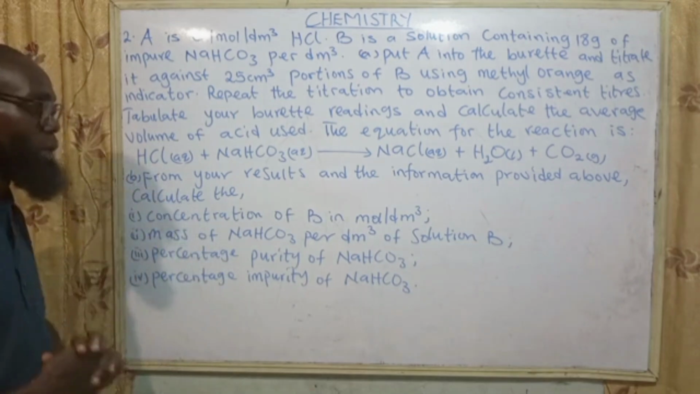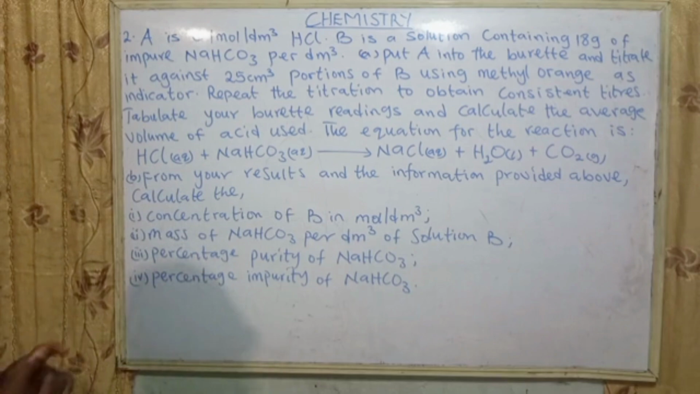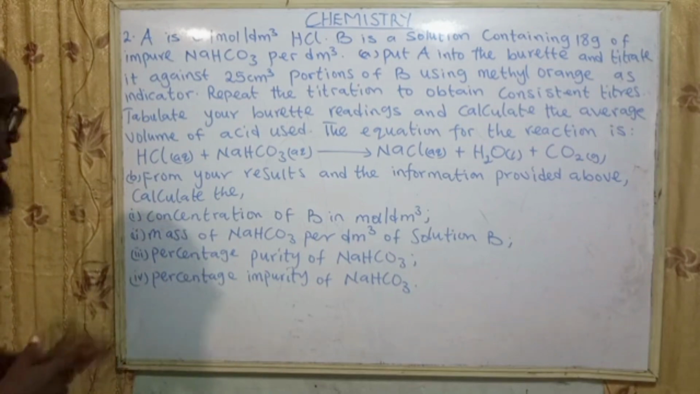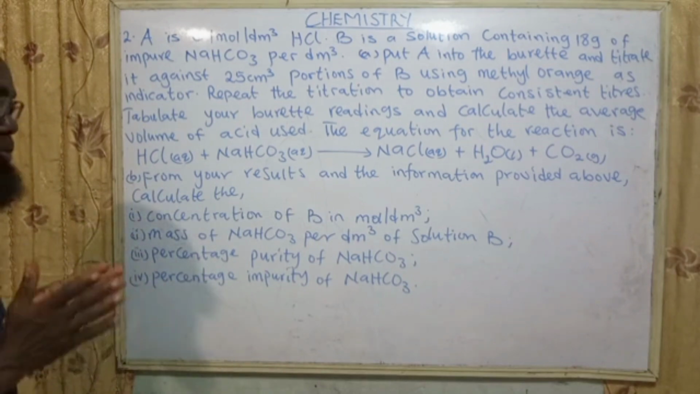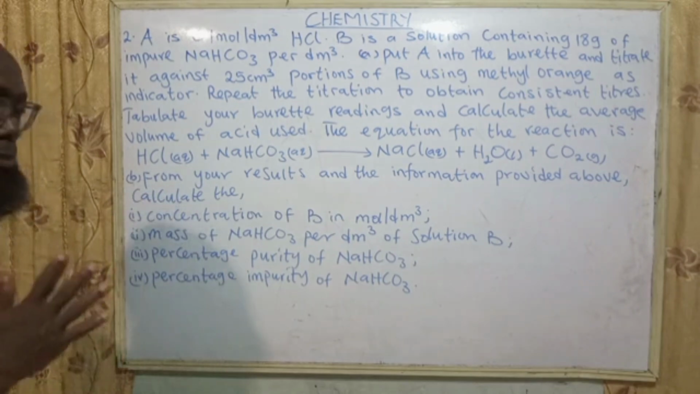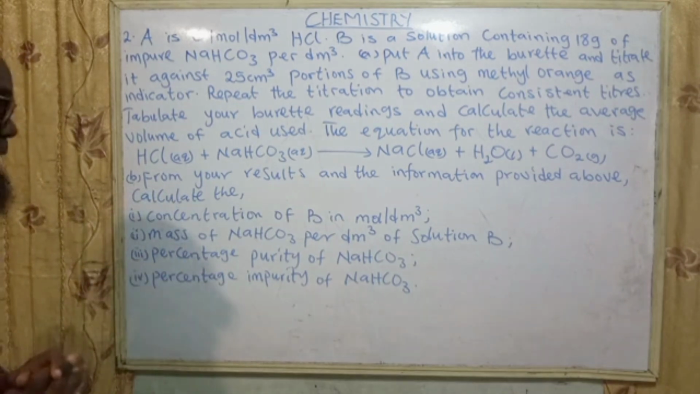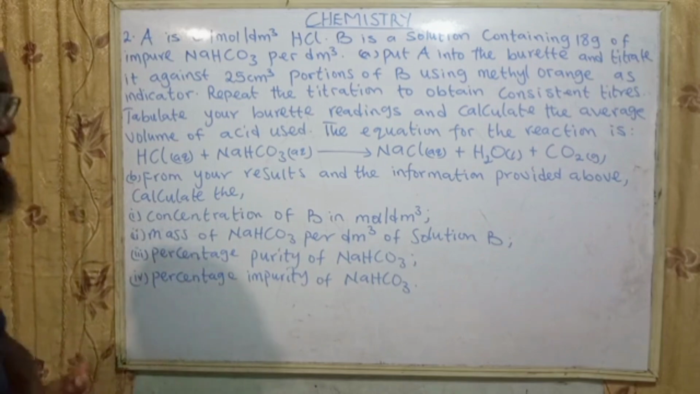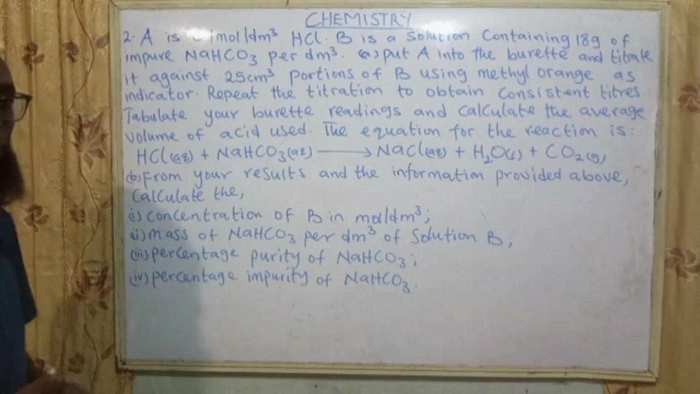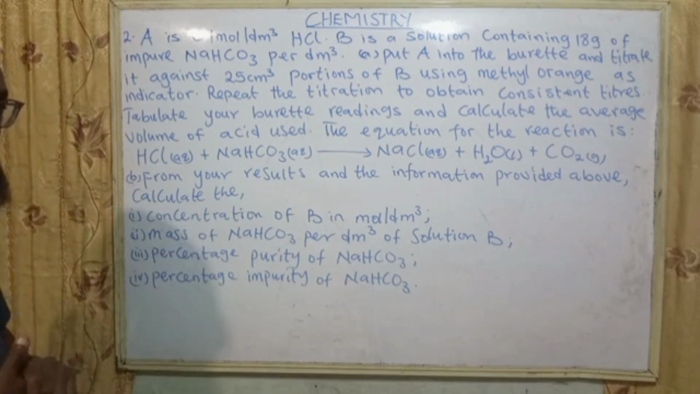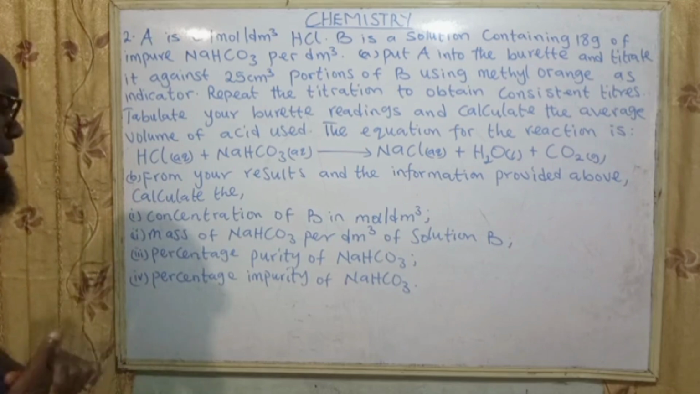Question B. From your results and the information provided above, calculate: Figure 1, the concentration of B in mole per dm cube. Figure 2, the mass of sodium hydrogen carbonate per dm cube of solution B. Figure 3, the percentage purity of sodium hydrogen carbonate. Figure 4, the percentage impurity of sodium hydrogen carbonate.